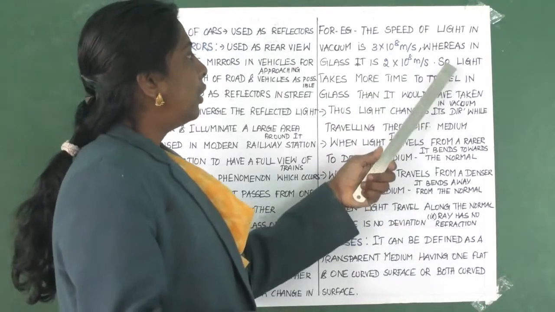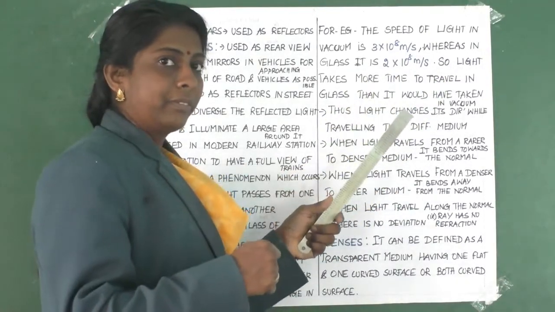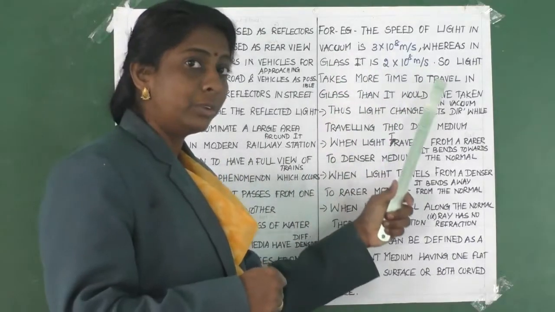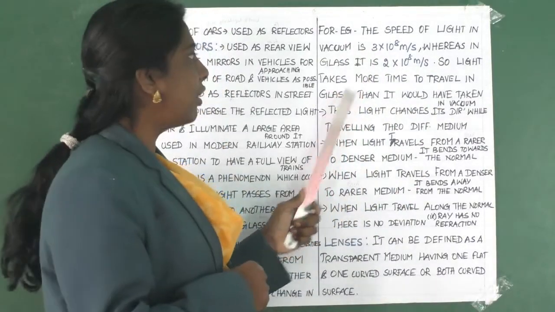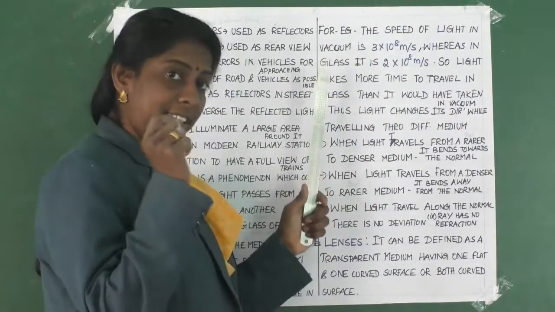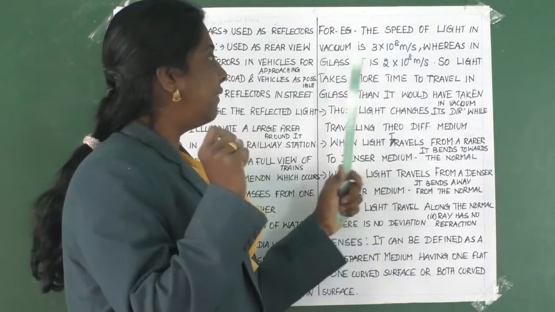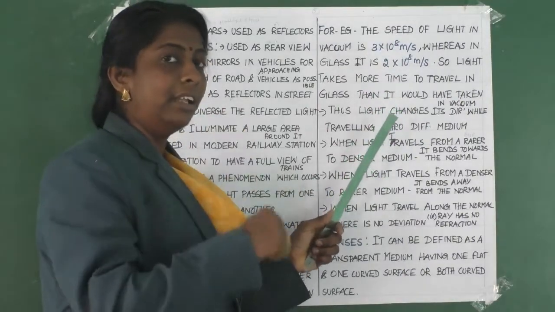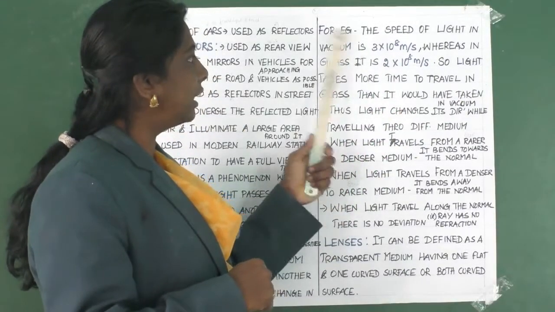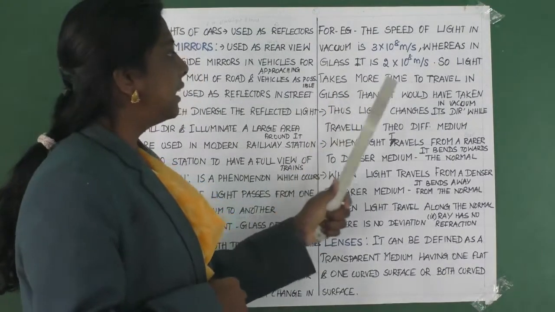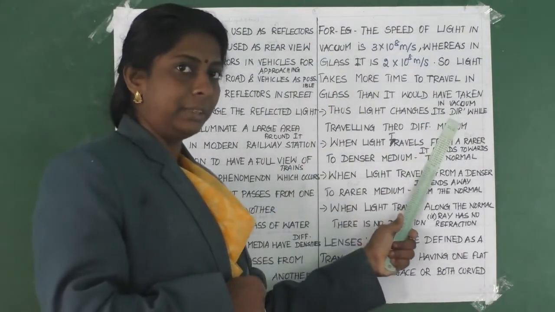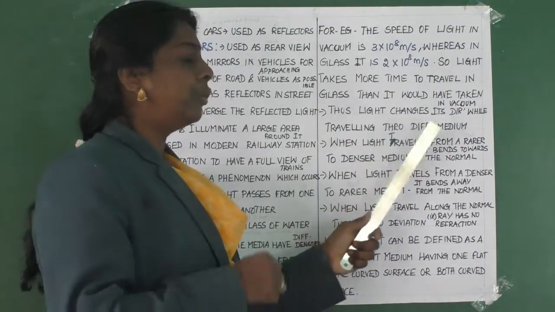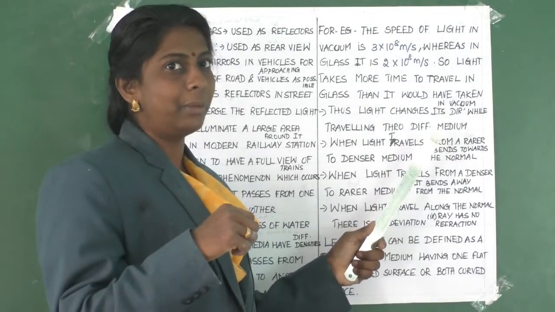So which one takes more time? Light takes more time to travel in glass. Is it not? Light takes more time to travel in glass than it would have taken in vacuum. Thus, light changes its direction while traveling through different media. Is that clear to everybody?